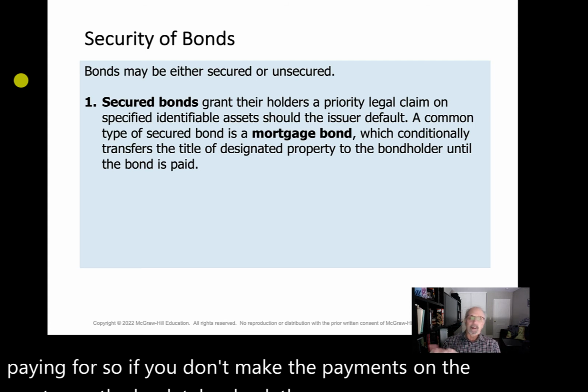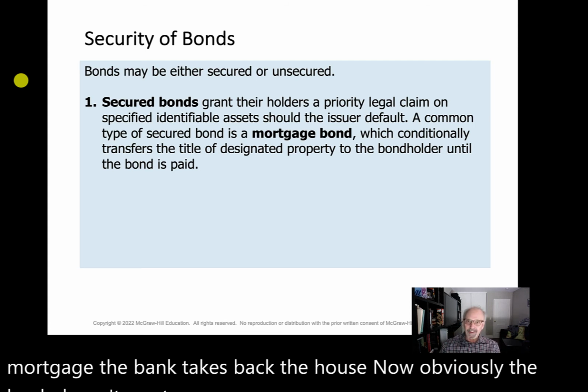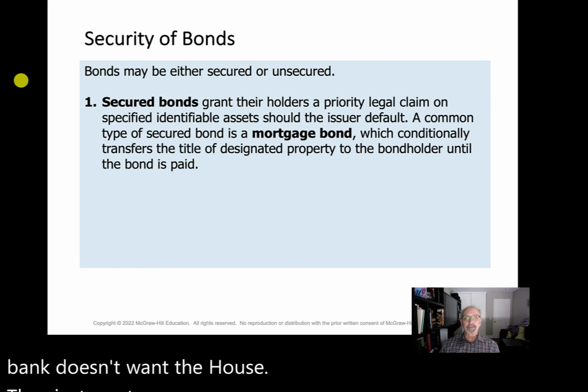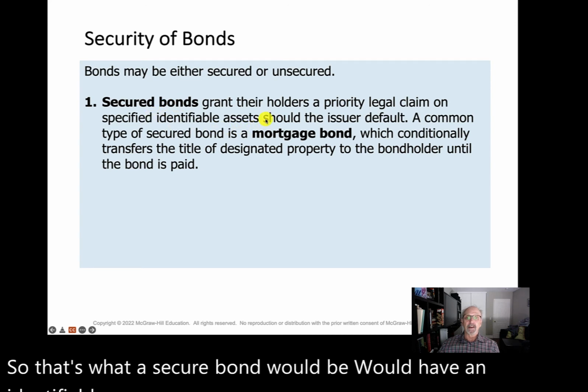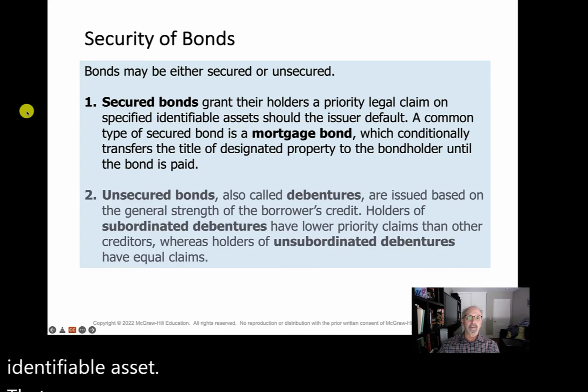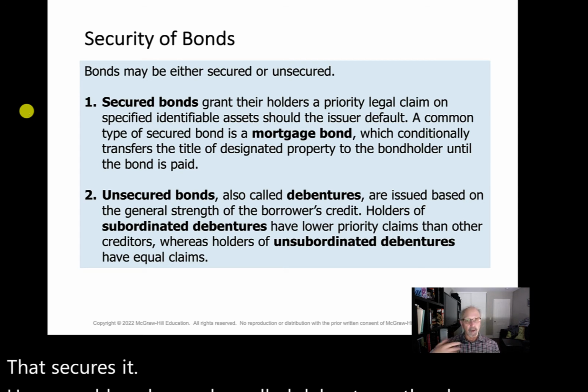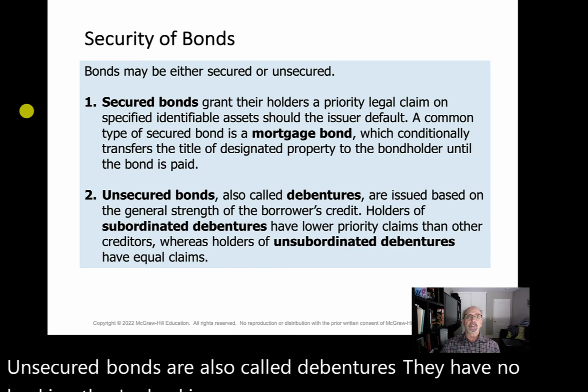Now, obviously, the bank doesn't want the house. They just want their payments. So that's what a secured bond would be, it would have an identifiable asset that secures it. Unsecured bonds are also called debentures. They have no backing. Their backing is the financial stability of the company.